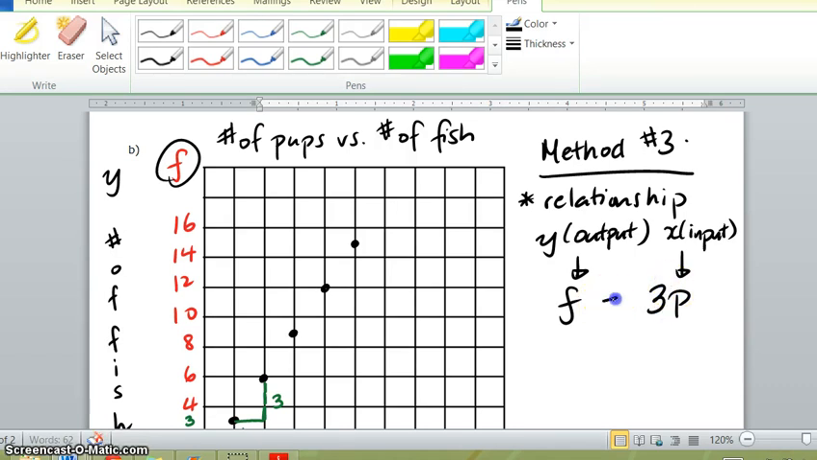Therefore, f equals 3p. I'm going to repeat that again. This is what the relationship is in describing what you have to do from the input to get to the output. In other words, we have to multiply the input number by 3 to get the corresponding output value. Okay, and that's it.